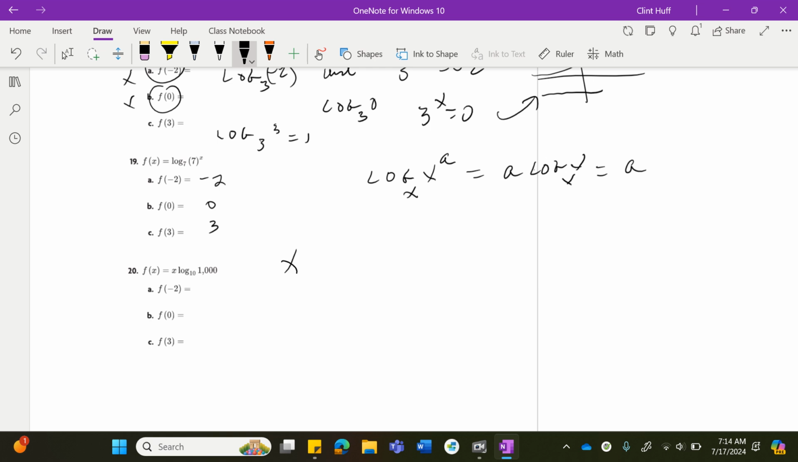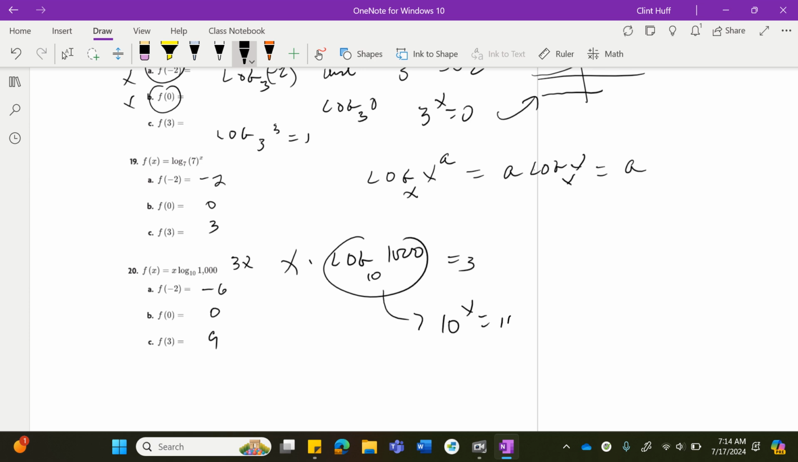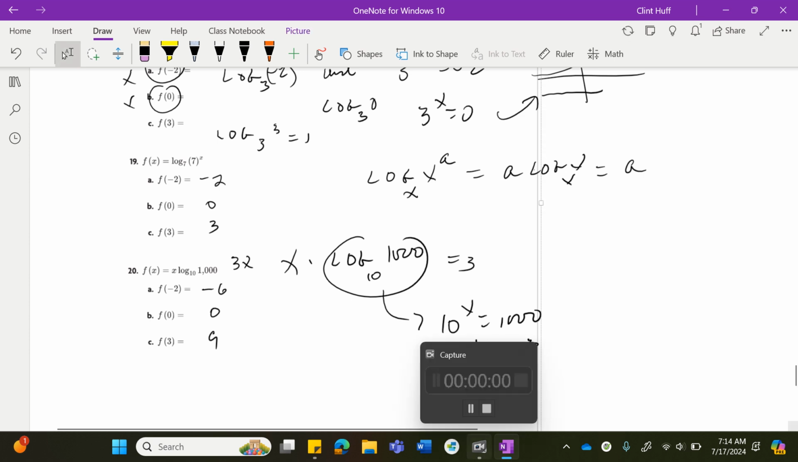All right, the next one is a little different in that it's x times the log of 1,000 in base 10. This part right here is equal to 3. So this function is basically 3x. So this will be negative 6, 0, and 9. A little tricky on that one. Remember, this part here means 10 to what power is 1,000. 10 to the x equals 10 to the third, so x equals 3. All right, so there you go. Unit 3, lesson 1.